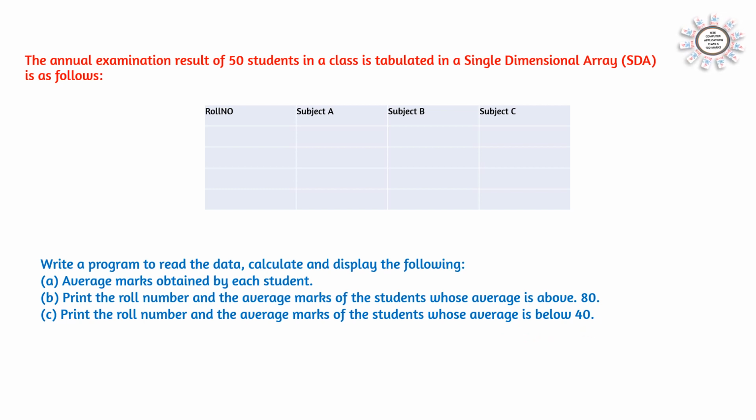So almost the same type of question which we have done. Accept the name and marks of 3 subjects, find the average marks, print it, and then print the roll number and marks of the students who got above 80 and less than 40. So we can see how to do the program.